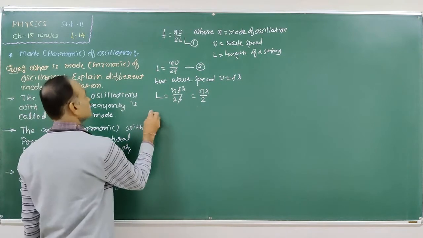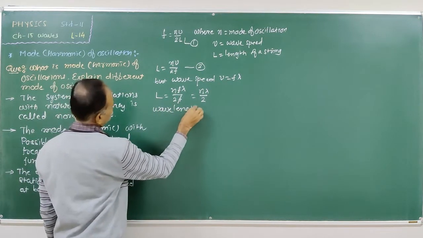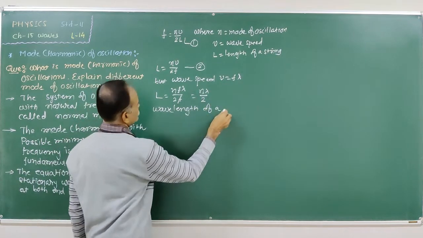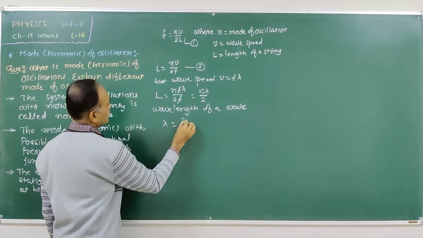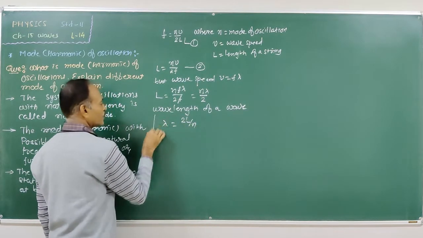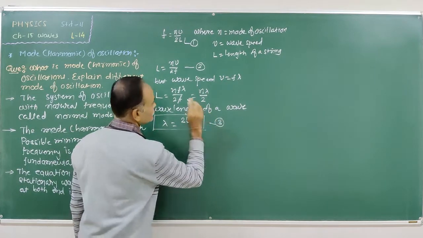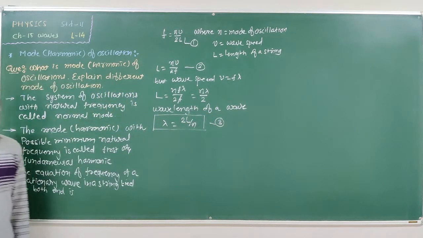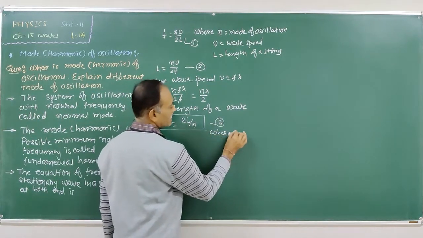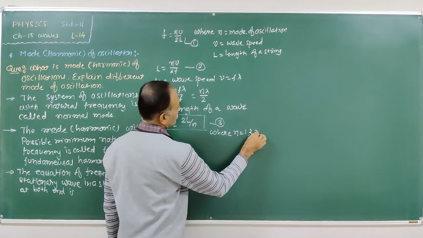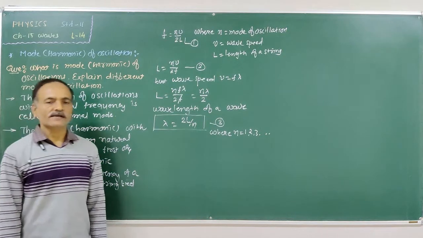From this equation, the wavelength lambda is equal to 2L upon n. That is our third equation, where n can take different values: n is equal to 1, 2, 3 and so on.